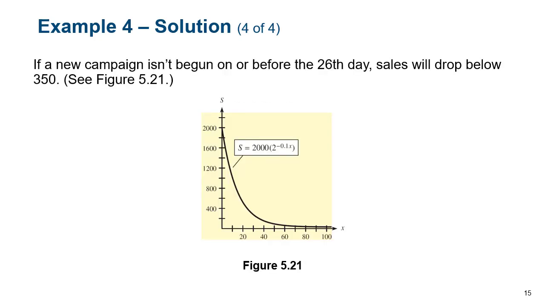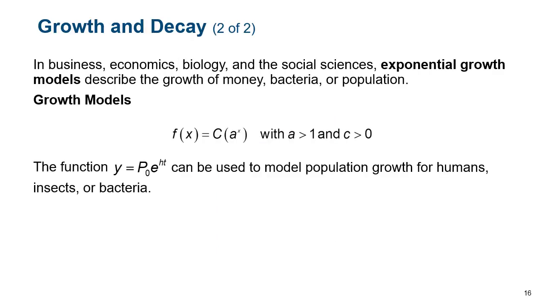If a new campaign isn't begun on or before the 26th day, sales will drop below 350, and they'll continue to drop. If we graph the function, we'll see that they'll eventually level off at just barely above 0. They'll get to a point where there'll be a fraction, and then that fraction will be small enough that you'll just round down to 0. The function itself never actually reaches 0, but you can round it down to 0.